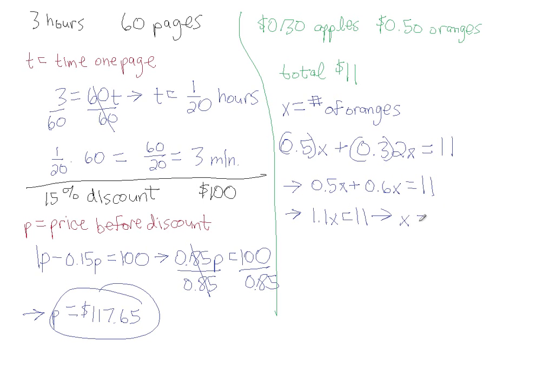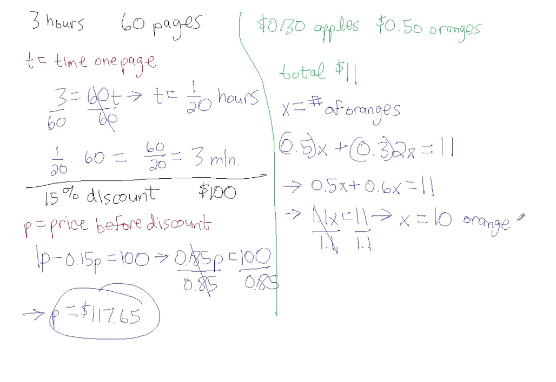We're almost done here. We're going to divide both sides by 1.1. That's going to isolate our variable x. So we're going to have x on this side, and 11 divided by 1.1 gives us 10. So x is the number of oranges, and x equals 10. So we have 10 oranges.